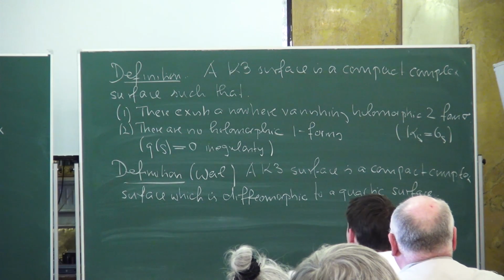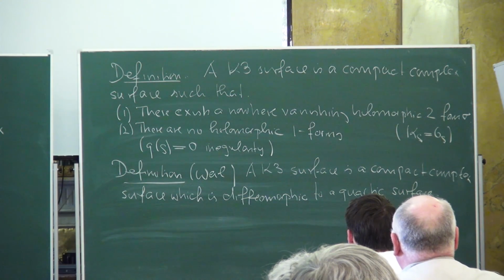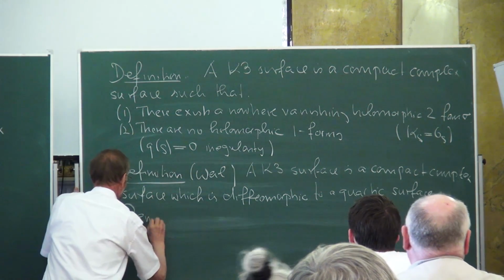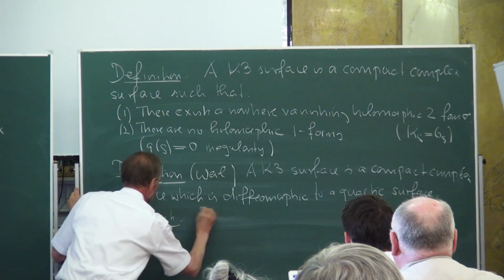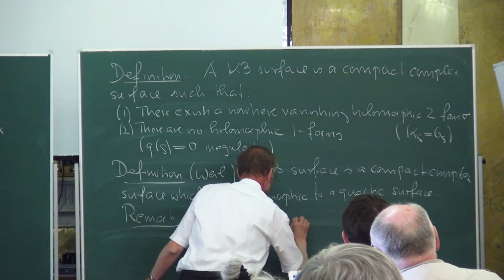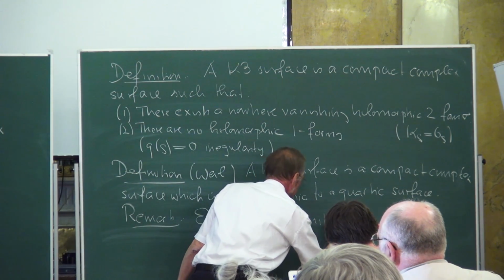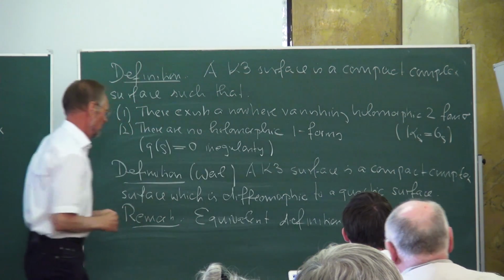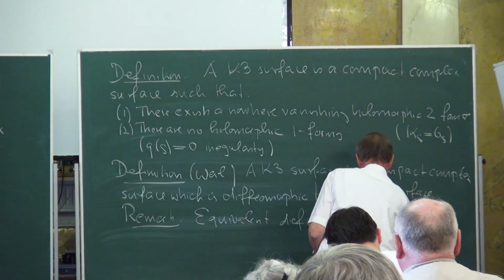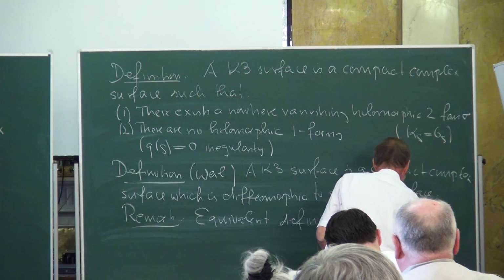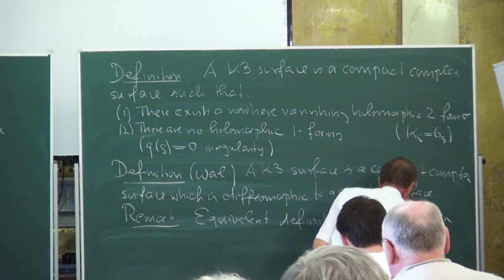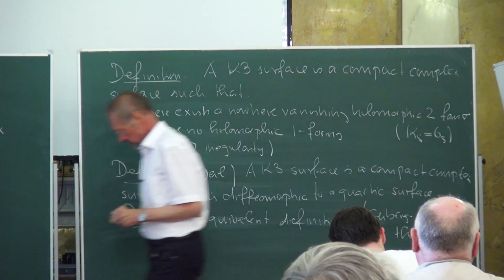Weil contributed very significantly to the theory of K3 surfaces. In fact, these two are equivalent. So these are equivalent definitions. That is a non-trivial statement, and that is a statement which needs Seiberg-Witten theory. Okay?